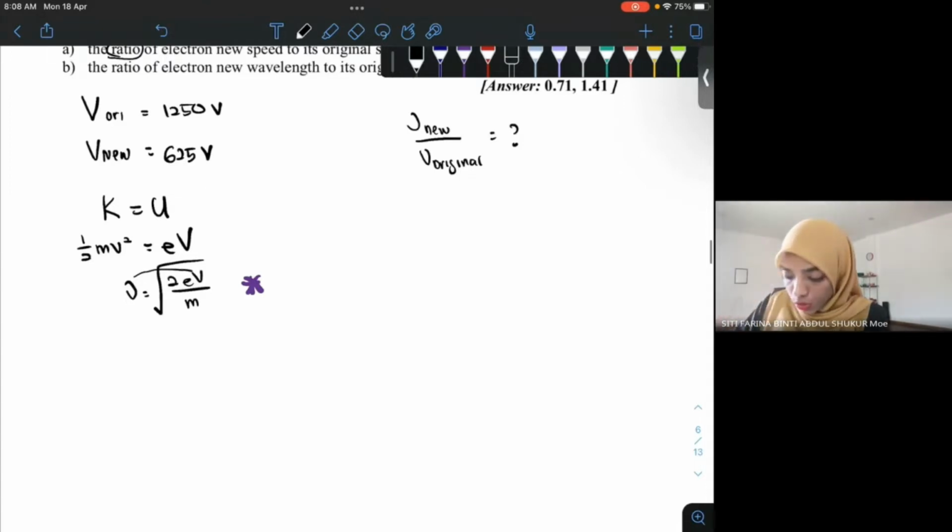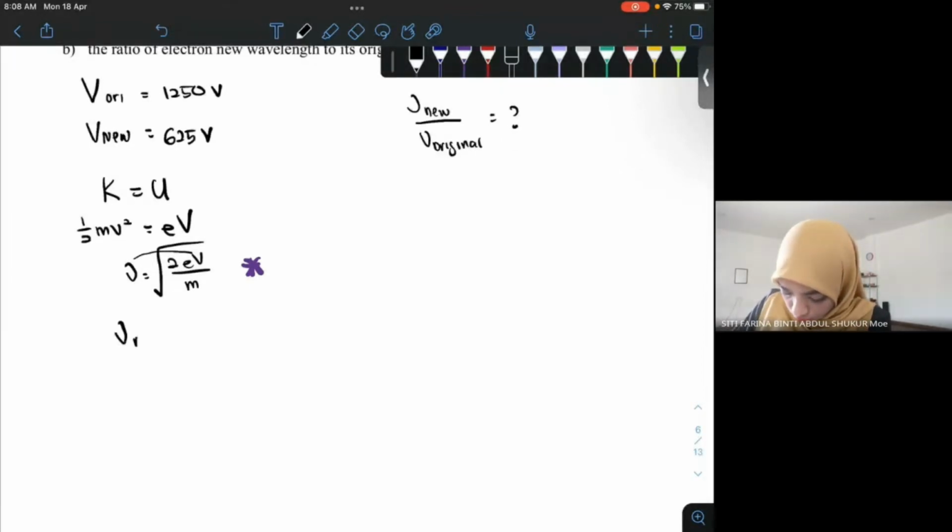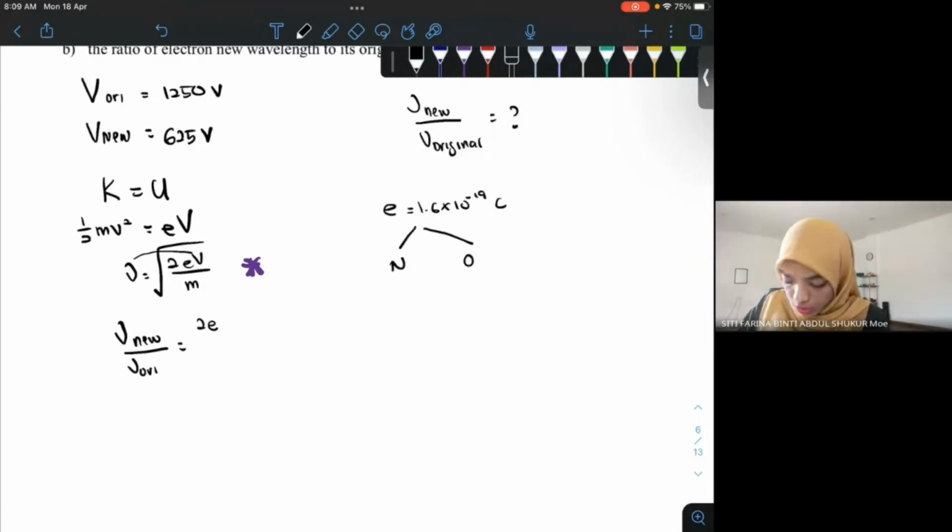Okay, so since we are going to find the ratio, simply put v new over v original akan sama dengan square root of 2 times the charge of electron here. Charge of electron will not change sebab kita tak tukar electron. Particle kita tetap electron. Electron mempunyai charge 1.6 times 10 to the power negative 19 coulomb. This is valid for both the cases, new ataupun original. The charge of electron is still the same.